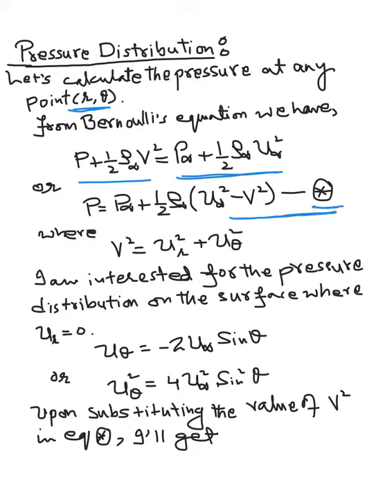Now the velocity squared, V squared, has two components, radial and tangential. Since I am looking for the pressure distribution at the surface of the cylinder, my radial component will be 0, and only the tangential component will exist. So it will be my V squared ultimately. I will put this value in equation star to further simplify the equation for pressure.